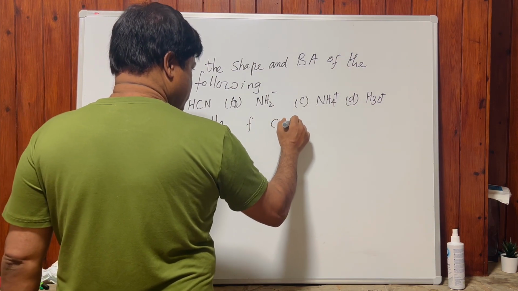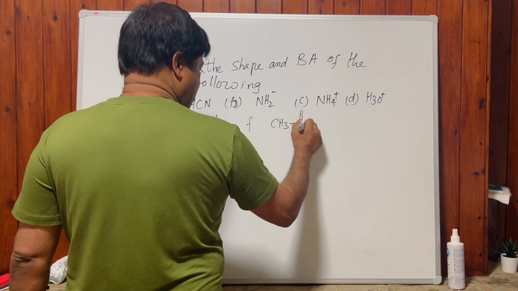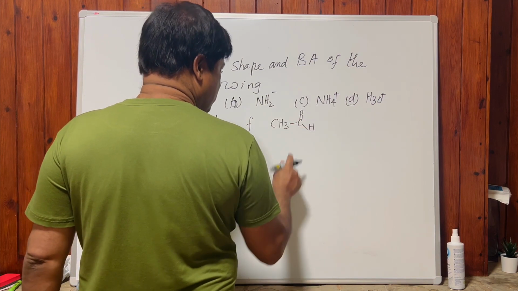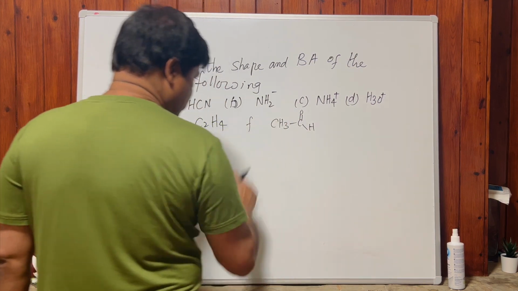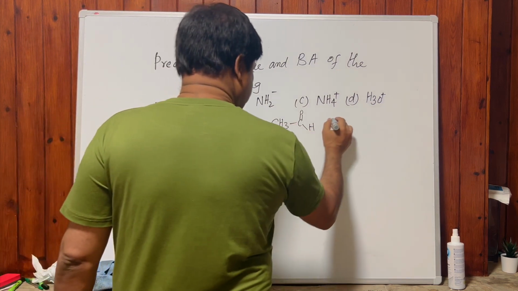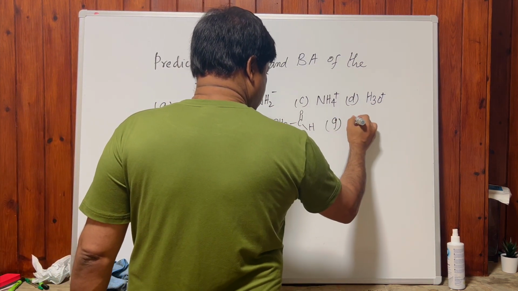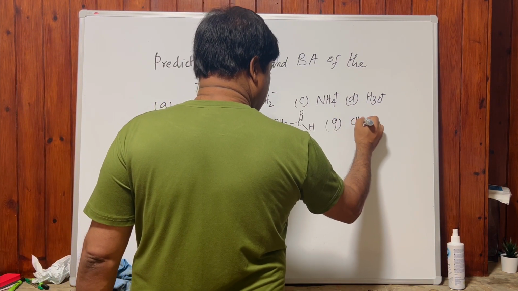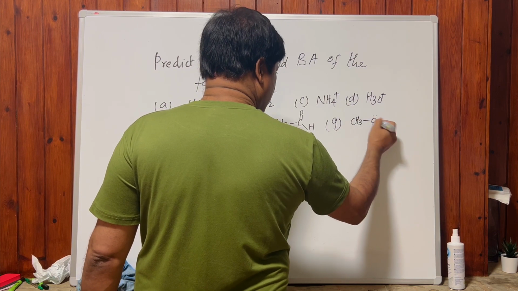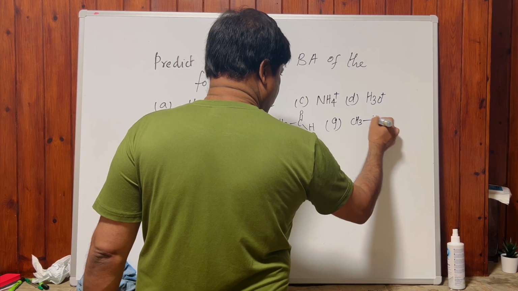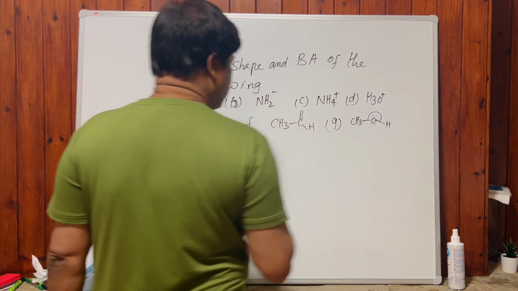F, CH3, this is ethanol, so you have to work out the central atom here. Methanol or ethanol, no worries. So you have to work out the shape and bond angle here.